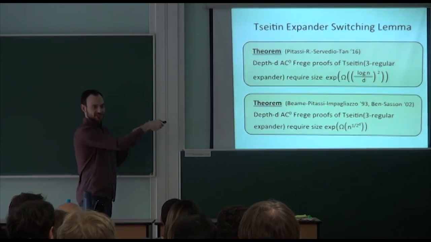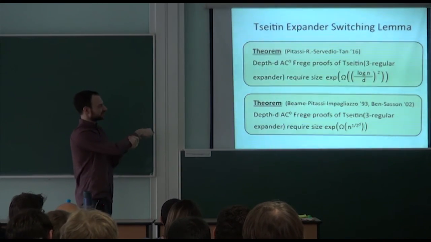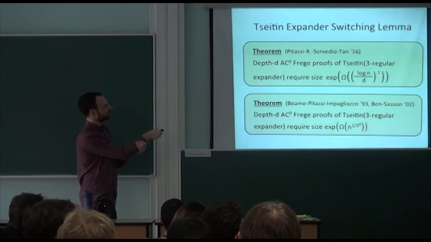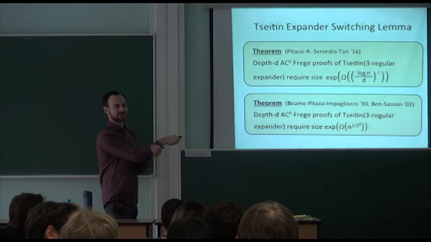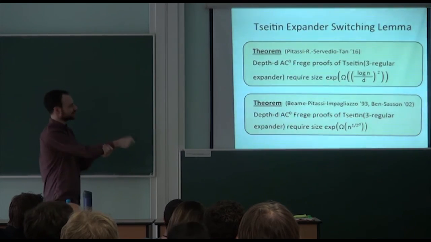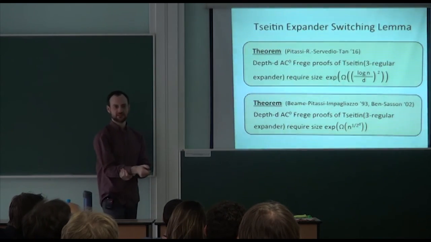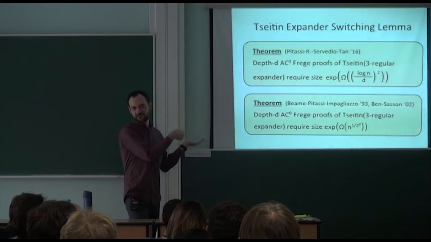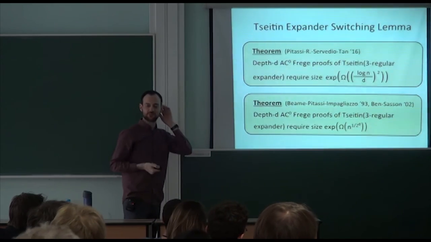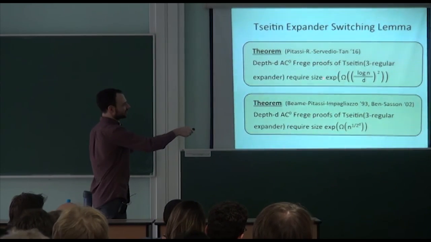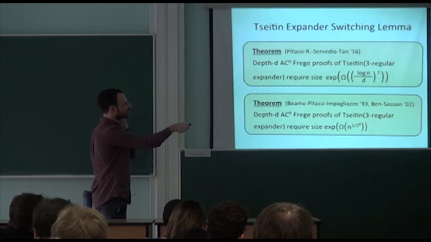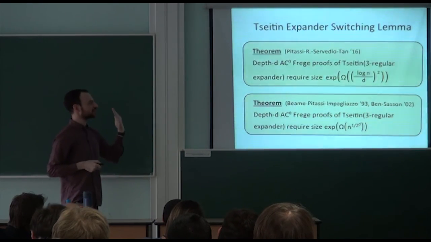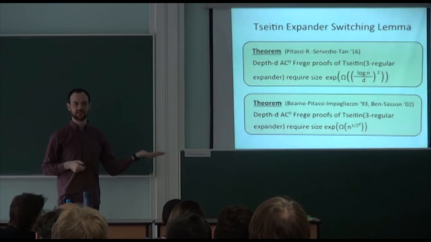What we're able to show using this new affine switching lemma is the following bound on the depth d AC0 Frege complexity of the Tseitin tautology on a three regular expander graph. We prove this lower bound, which, similar to what you get for parity using the weak switching lemma, is of the form exponential in log n over d squared. So again, it's super polynomial up to depth square root log n.